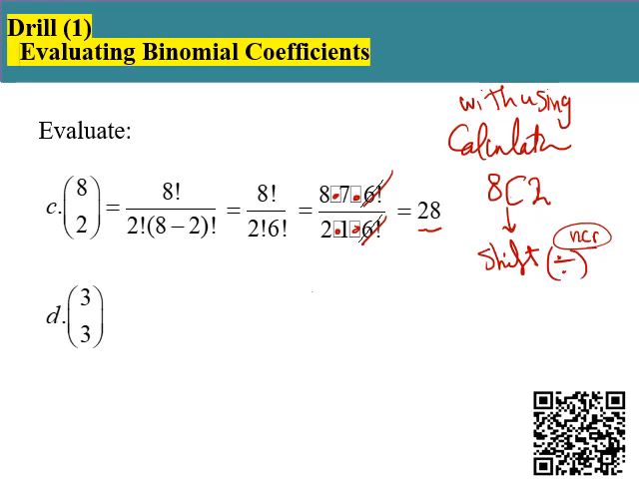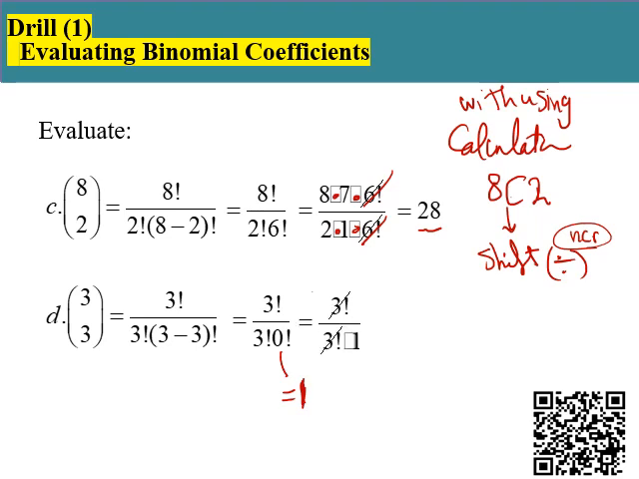And 3 above 3 is 3 factorial divided by 3 factorial and the difference between them, which is 0 factorial. Don't forget it's equal to 1, not equal to 0. So it's 3 factorial divided by 3 factorial multiplied by 1, which is equal to 1.